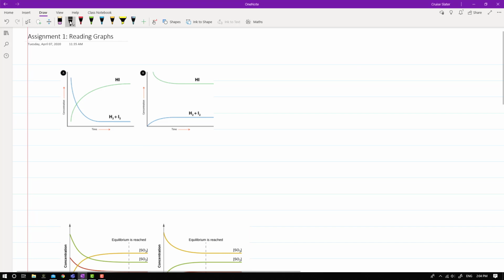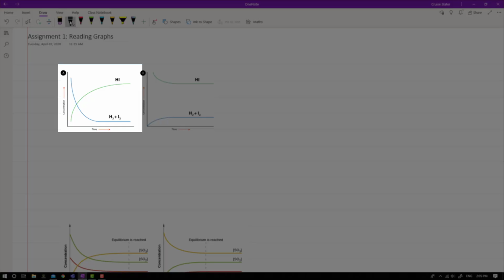So let's talk about this left-hand side first. We can see this green line is increasing and the blue line is decreasing. So we can assume that H2 and I2, hydrogen gas and iodine gas, are our reactants, and as they're consumed, we can see their concentration going down. There's a production, or an increase, in the hydrogen iodide. So let's write that as our base equation.